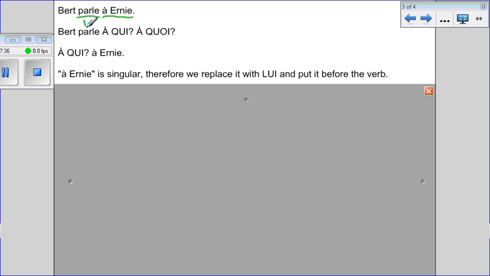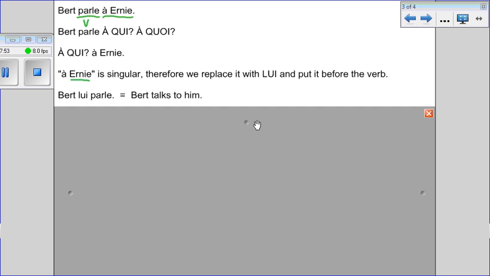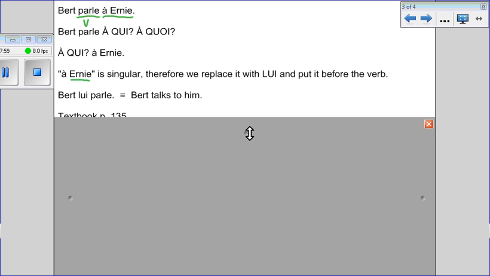So here we have the verb. Wonderful. À Ernie is singular, right? Ernie is one person. Therefore, we replace it with lui and put it before the verb. We've already determined what the verb is. So try to take a guess on what the sentence will be. It becomes Bert lui parle. Bert talks to him. All right.